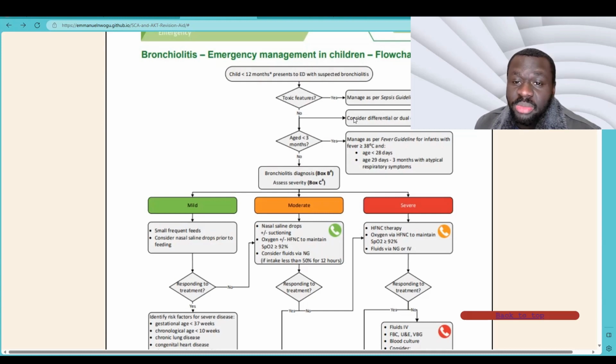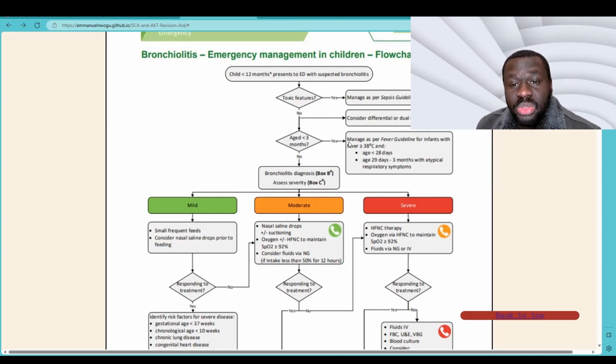If there are no toxic or septic symptoms, consider differentials or dual diagnosis. Exactly. If you have dual diagnosis, the child could have a bacterial chest infection as well as having a viral infection. There could be a mixed picture, and that's something we should always bear in mind.